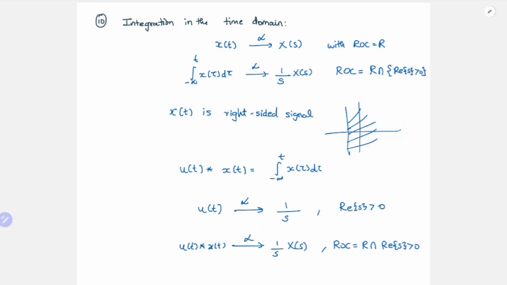Again, one point I missed telling you is that in all these things, when we take this kind of intersection, it is possible that there is no region of convergence at all. In that case, we say the Laplace transform does not exist for such a signal. Okay.